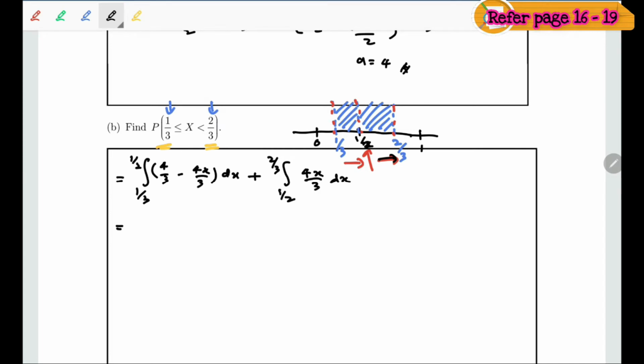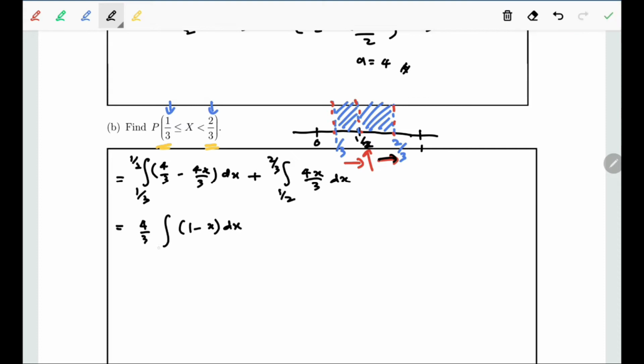So we have to integrate all those functions. You can just take out the 4/3. It's better we take out the 4/3. So then we have to integrate 1 minus x dx with limit 1/3, 1/2, plus 4/3, integrate from 1/2 until 2/3 for the x.